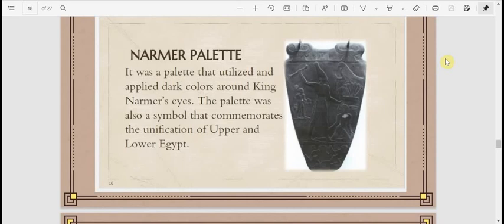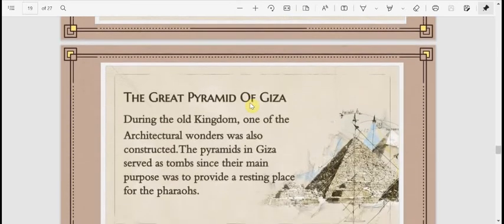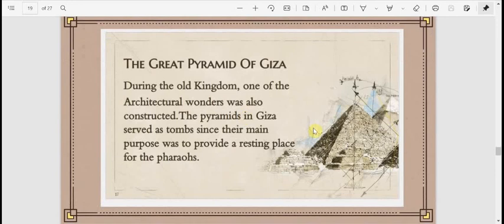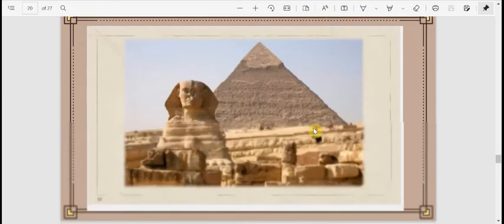Okay, so next is the Great Pyramid of Giza. So, during the Old Kingdom, one of the architectural wonders was also constructed. The pyramids in Giza serve as a tomb, since their main purpose was to provide a resting place for the pharaohs. So, yan.